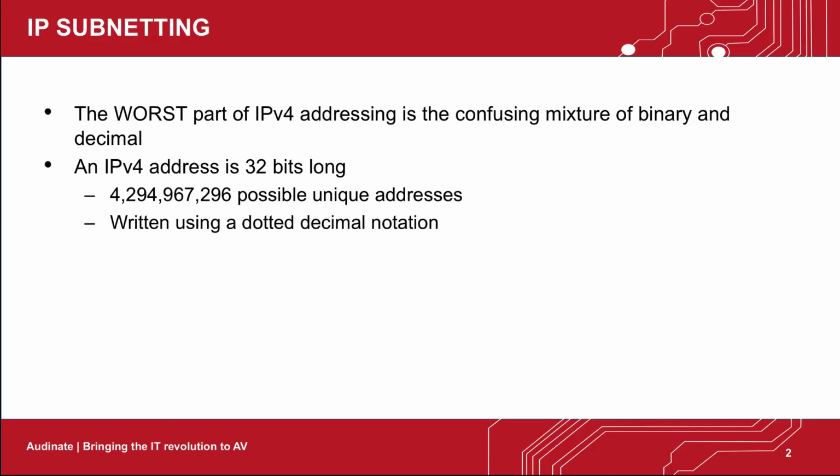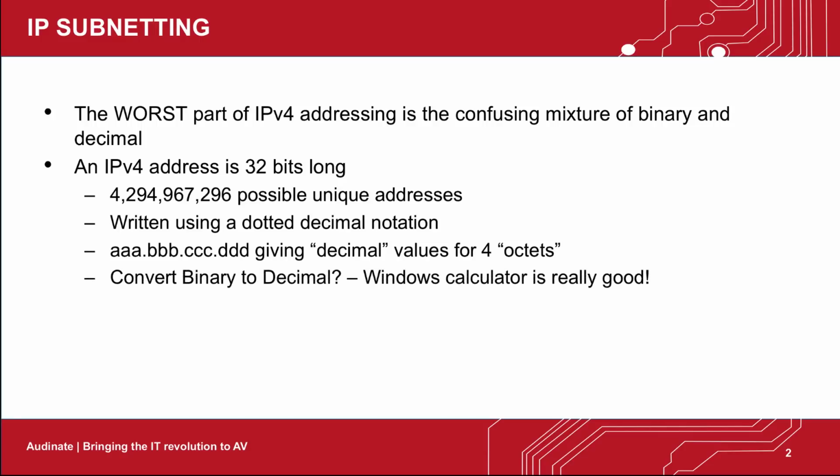It is written using a dotted decimal notation, which in and of itself is actually quite confusing. We write decimal numbers AA, BB, CC, DD, giving decimal values for 4 octets. We know an octet is a number consisting of 8 bits, and that gives us a potential range of values from 0 to 255.